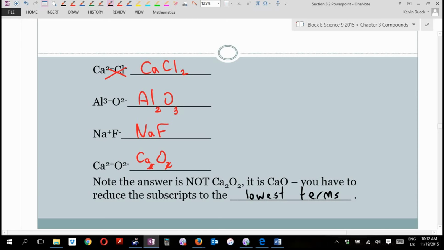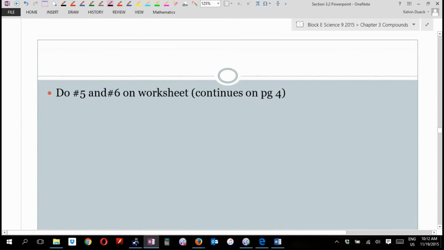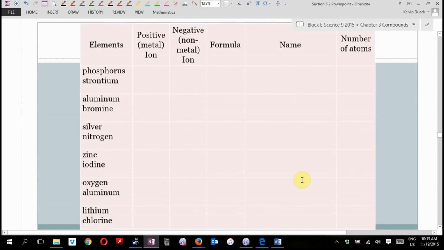That's why this is a good trick, but you have to be careful, because if you're not paying attention, you can make a mistake. So I wrote here, do number 5 and number 6 on the worksheet. I think I gave you this chart. Yes? I did. So we're going to do the first one together, and then I'm going to give you about 10 minutes, maybe less, to finish this.